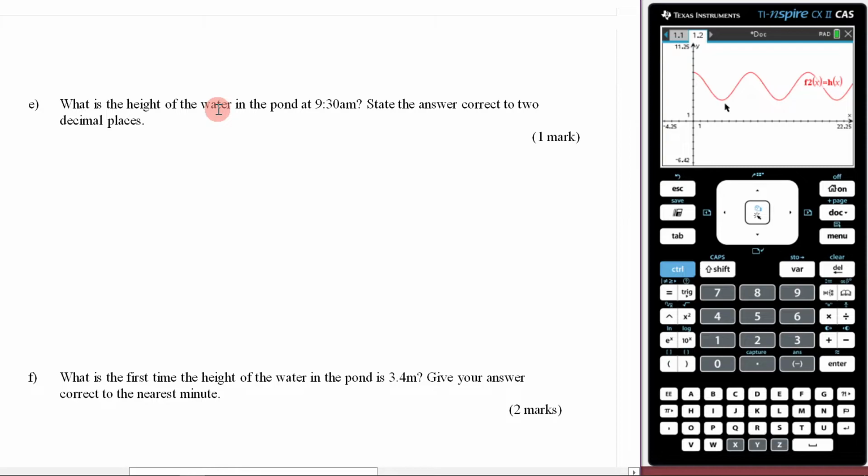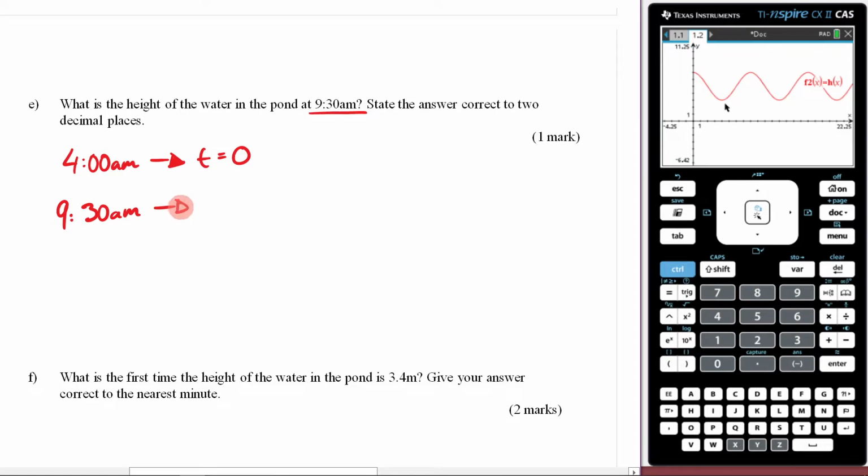What is the height of the water in the pond at 9:30 a.m.? State your answer correct to 2 decimal places. Okay, so at what height is it 9:30 a.m.? If I know that 4 a.m. is t is equal to 0.